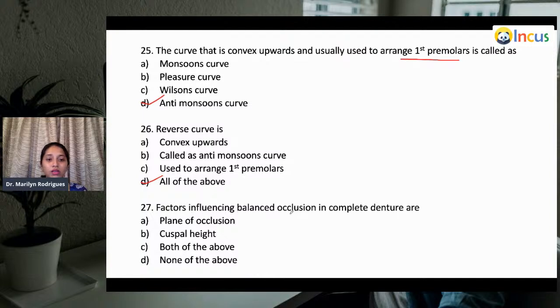Factors influencing balanced occlusion in complete denture are plane of occlusion, cuspal height. It is both of the above. That is question number 27. The answer is C. The answer to question number 27 is C. Okay.